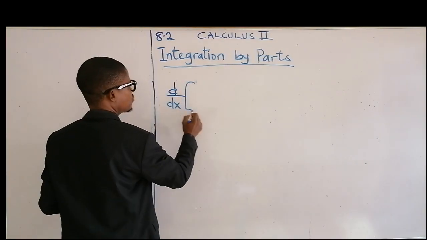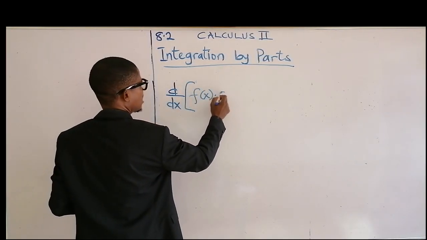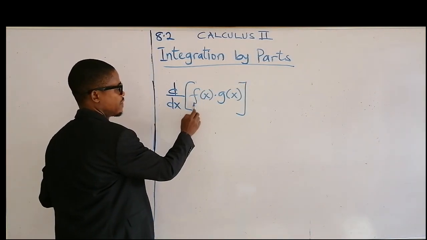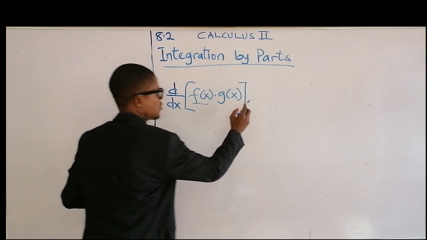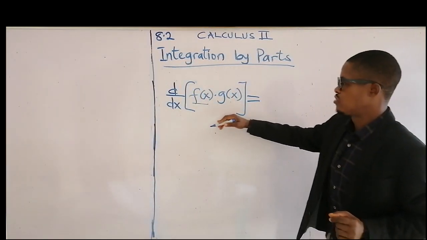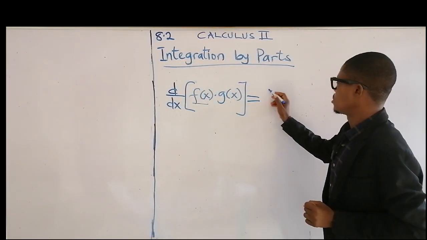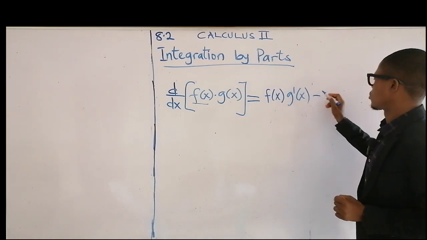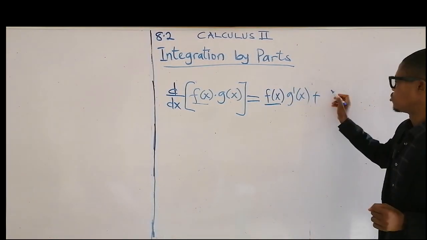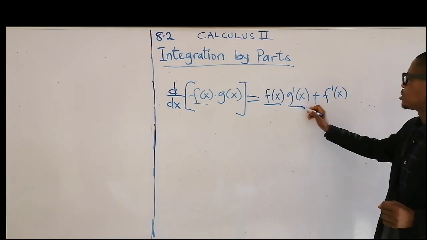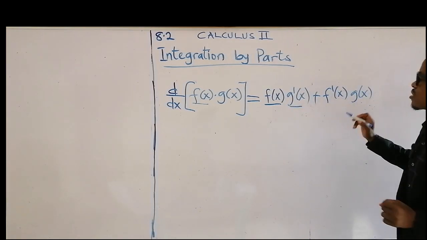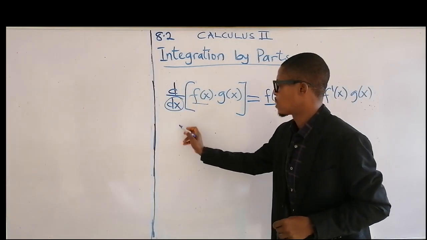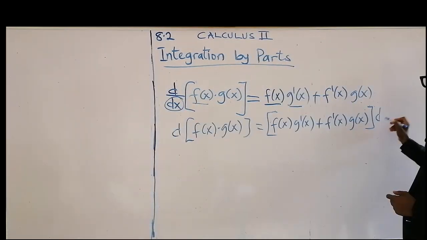d/dx of the product of these two functions, f of x times g of x. This is function 1, this is function 2. We're using the product rule: keep one constant and differentiate the other function, plus the one you kept constant here, you differentiate that, then keep the second function constant. Then the next thing to do is to move this one from here, then we have d of this function over dx.